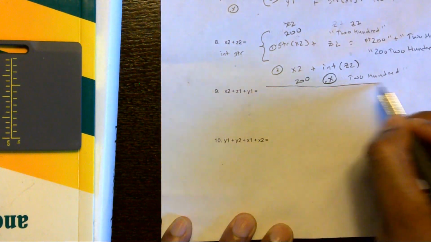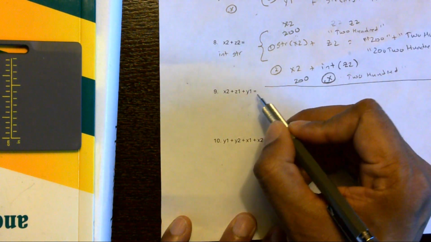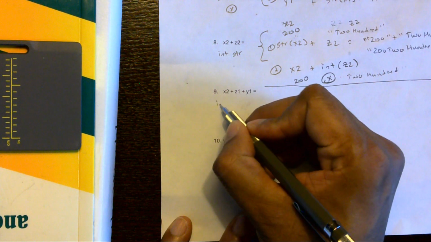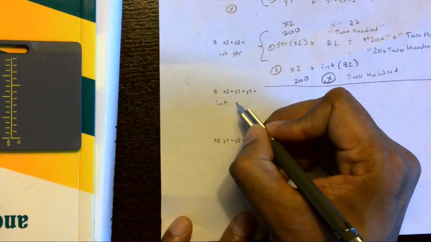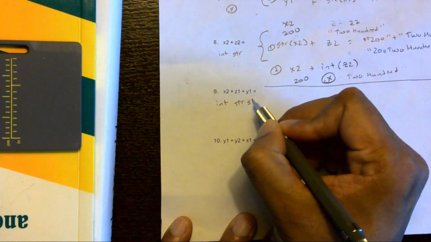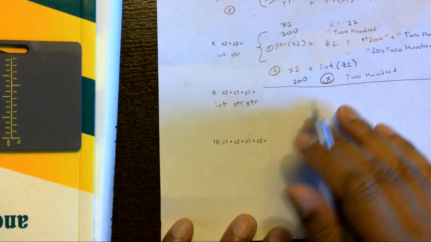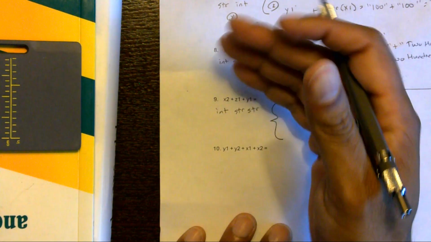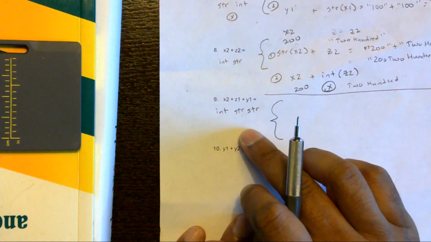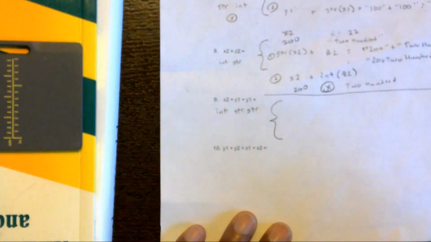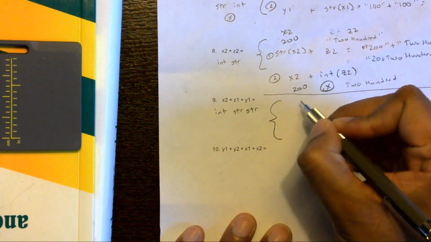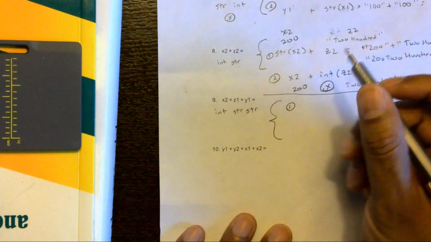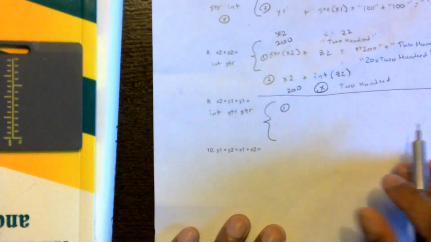And let's draw a line through this, okay? And let's do this. So x2 is an int, z1 is a string, and y1 is a string, okay? So let's solve it the same way. First, change all the ints to a string, and then the second one, change all the strings to an int to keep it simple. I'm going to take a little shortcut here because we had some practice previously, okay?